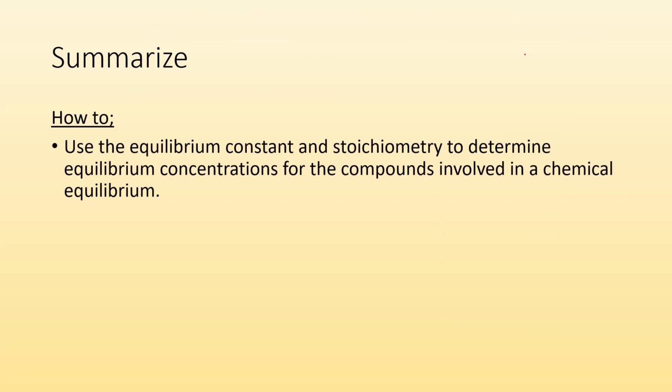So to summarize: can you describe how to use the equilibrium constant in stoichiometry to determine equilibrium concentrations for the compounds involved in the chemical equilibrium? I hope you can. If not, too bad.